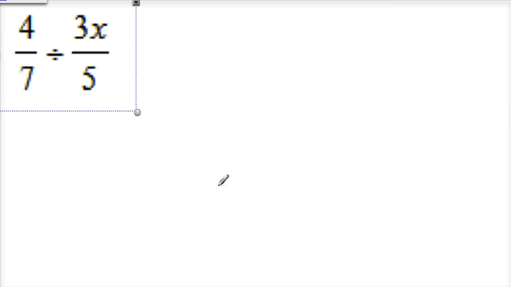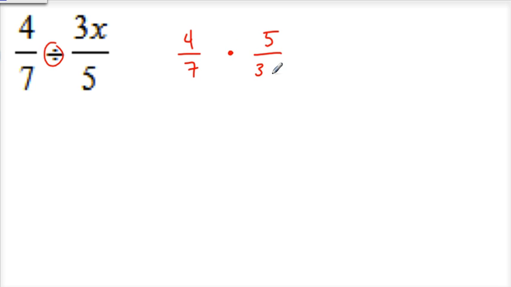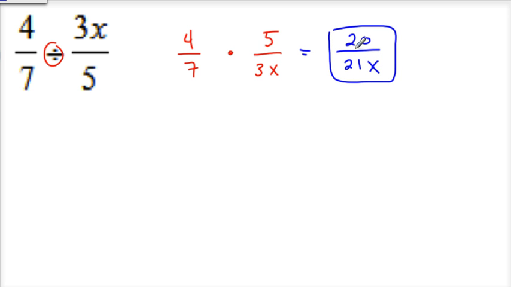Dividing 4 sevenths divided by 3x over 5. Remember, when you're dividing fractions, this becomes the same thing as 4 over 7 times 5 over 3x. Always see if you can simplify anything. 4 doesn't simplify with anything. The 5 doesn't simplify with anything. So just multiply across. 4 times 5, 20. 7 times 3, 21, x. My answer is 20 over 21x.